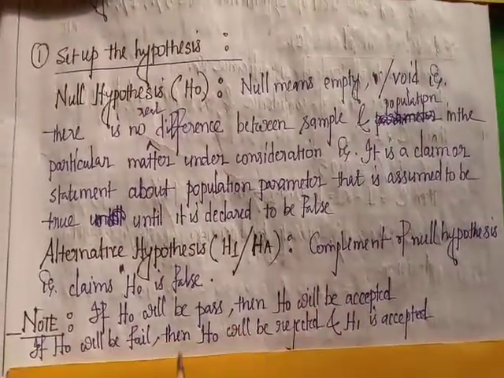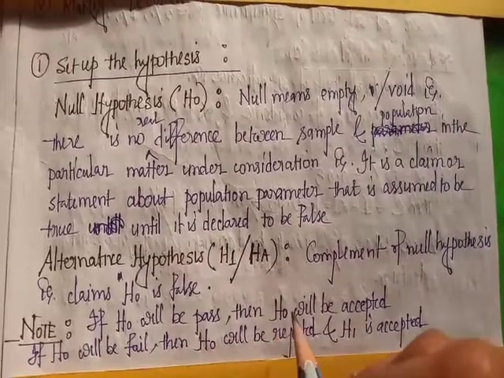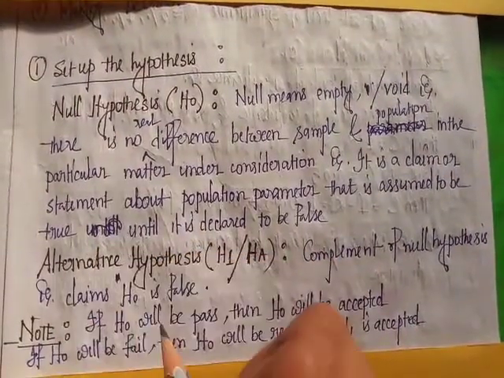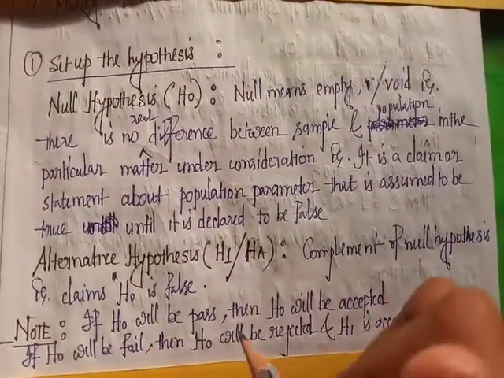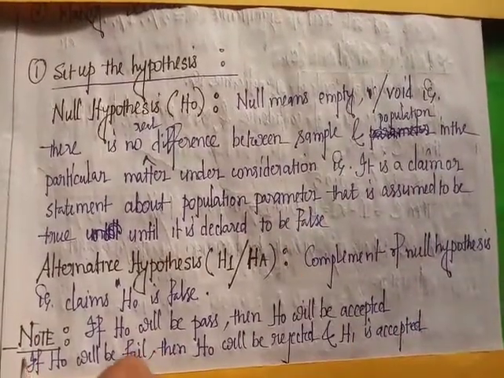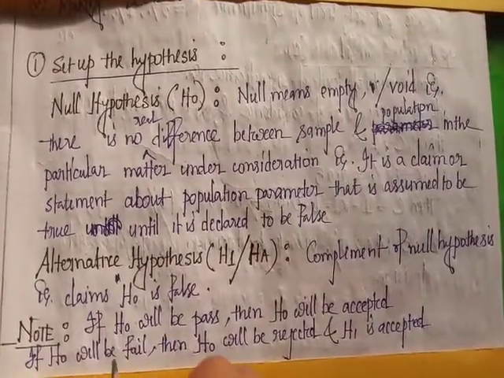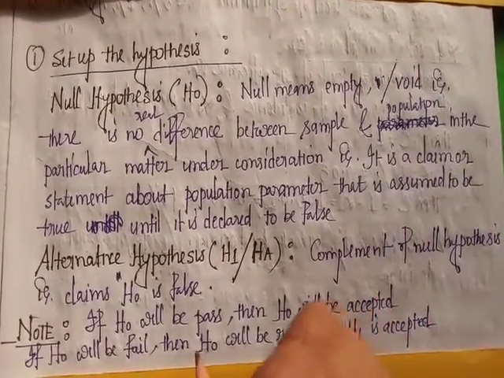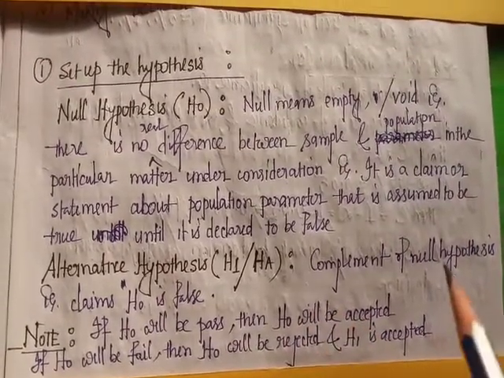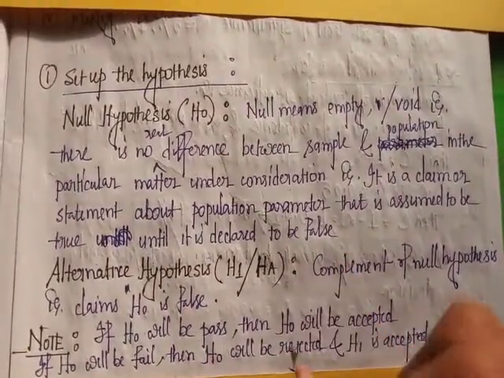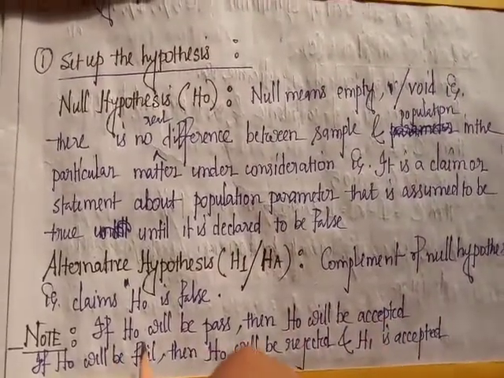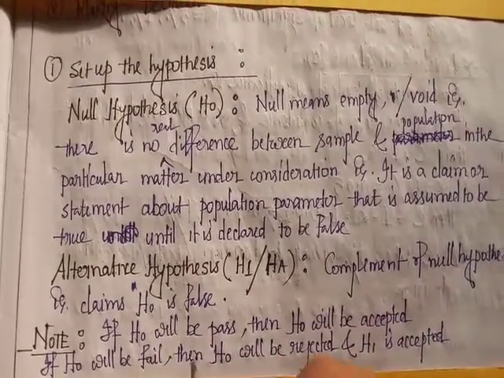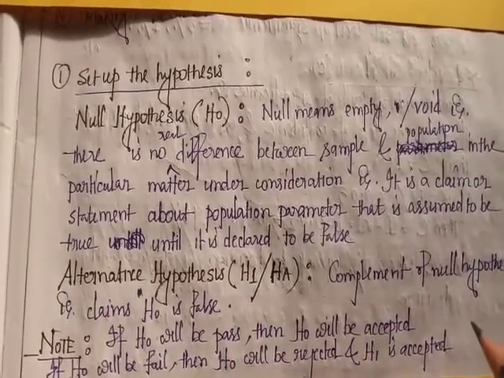Note, if H naught passes, then H naught will be accepted. If H naught, the null hypothesis, fails, then H naught will be rejected. Now H naught rejected means H1 is accepted, since H1 is the complement of H naught. If H naught fails, then H1 is accepted.